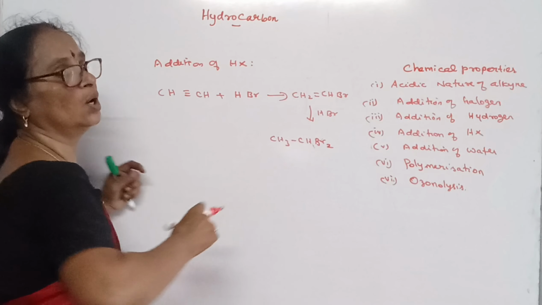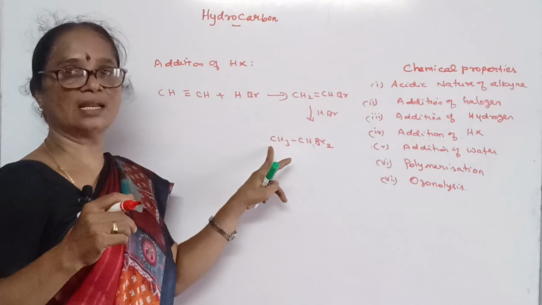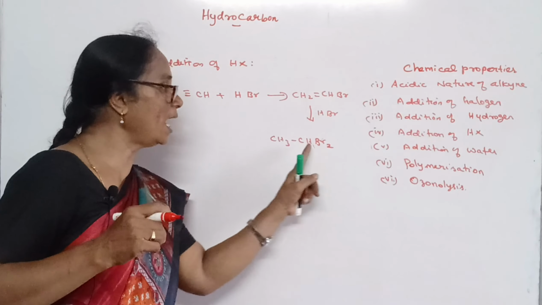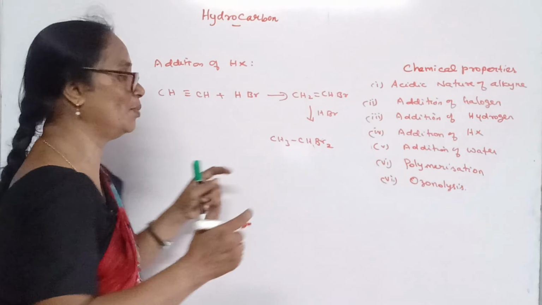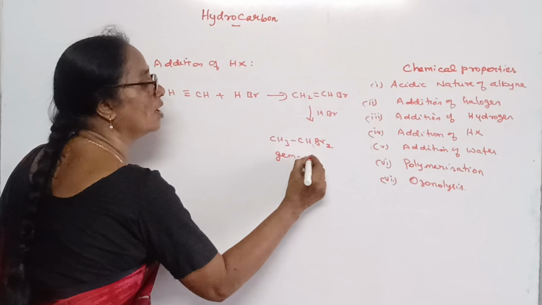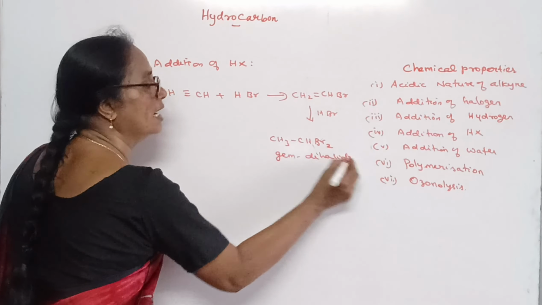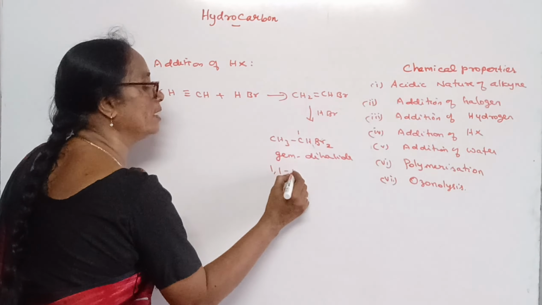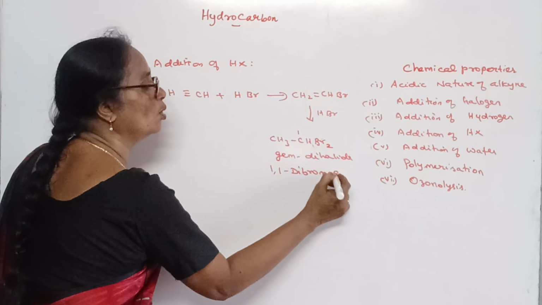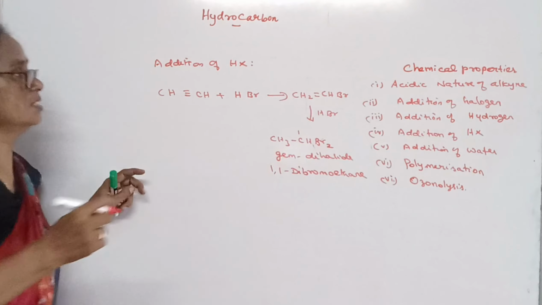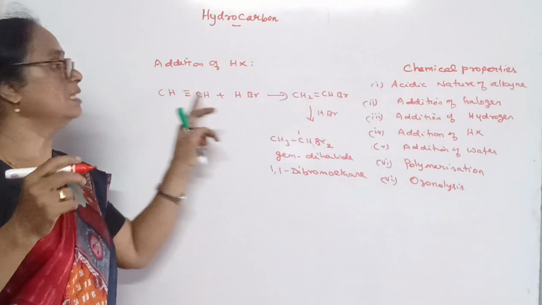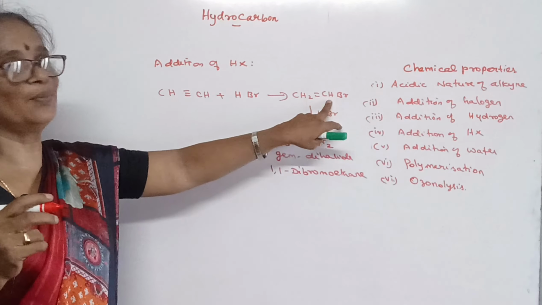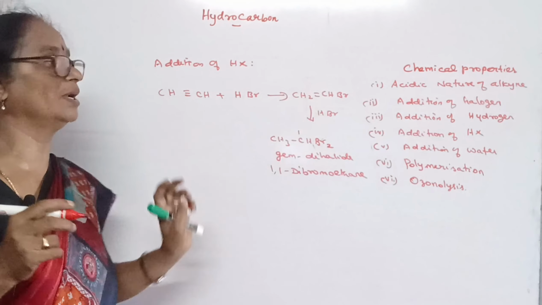So this is 1,1-dibromoethane. Such halides are said to be geminal dihalide because both the halogen atoms are attached to the same carbon atom. So this is an example of gem dihalide. And the name of the compound, to the same carbon bromine is present twice. So 1,1-dibromoethane. So for symmetric alkyne, the addition of hydrogen halide can occur at either of the carbons as it is symmetric about both the carbon atoms.